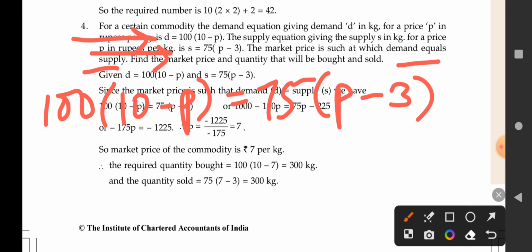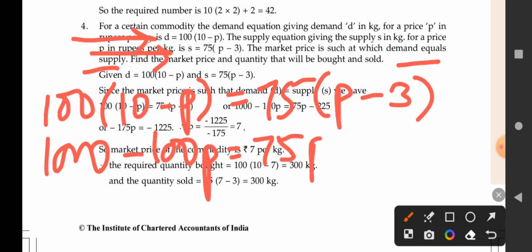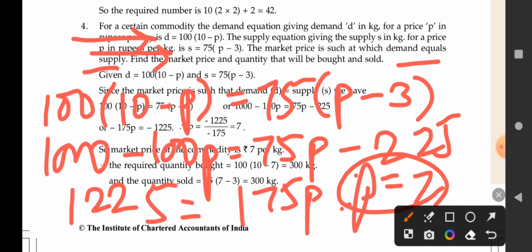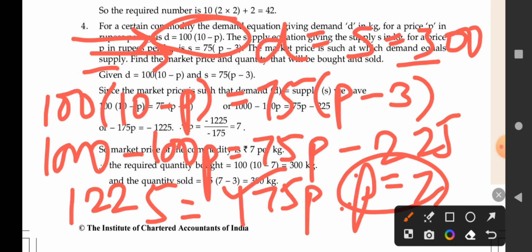Right? So you have 1000 minus 100p is equal to 75p minus 75 into 3 is 225. Okay, so you have 1225 is equal to 175p. So let's divide 1225 divided by 175 is 7. So therefore p is equal to 7. Price is 7. So D is equal to S is equal to, substitute here, 10 minus 7 is 3 into 100 is 300. Correct.